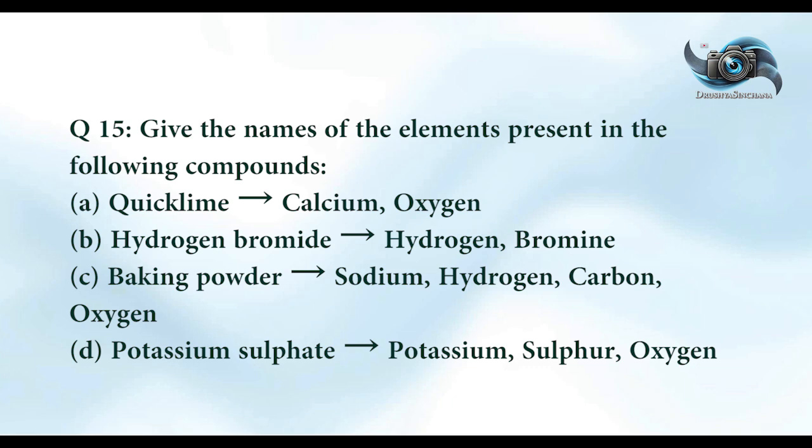Question number 15. Give the names of the elements present in the following compounds. A. Quicklime. Calcium, oxygen. B. Hydrogen bromide. Hydrogen, bromine. C. Baking powder. Sodium, hydrogen, carbon, oxygen. D. Potassium sulfate. Potassium, sulfur, oxygen.